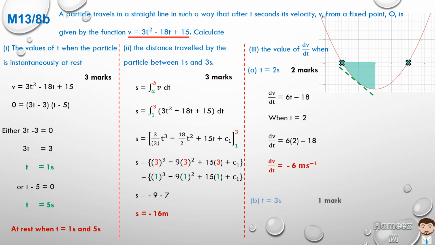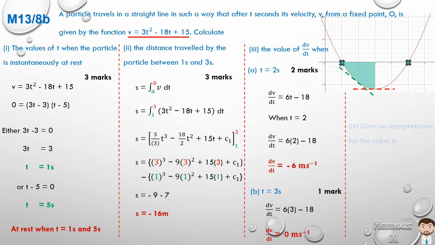And for part B, calculate the value of dv/dt when t is equal to 3 seconds. So dv/dt, we already worked that out, and we can substitute t equal to 3, which will be 6 by 3 minus 18. 6 threes are 18, minus 18 is 0. That means that dv/dt, or the acceleration, is 0 when the time is 3 seconds.